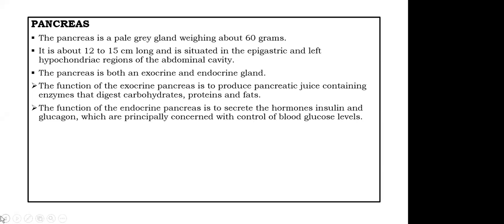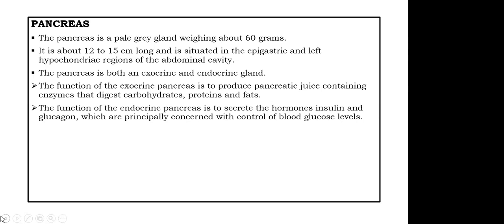What is this exocrine pancreas? It consists of a large number of lobules that are made up of small alveoli, the walls of which consist of secretory cells. The function of the pancreas is to produce pancreatic juice containing enzymes that digest carbohydrates, proteins, and fats. And this is the exocrine function of the pancreas.